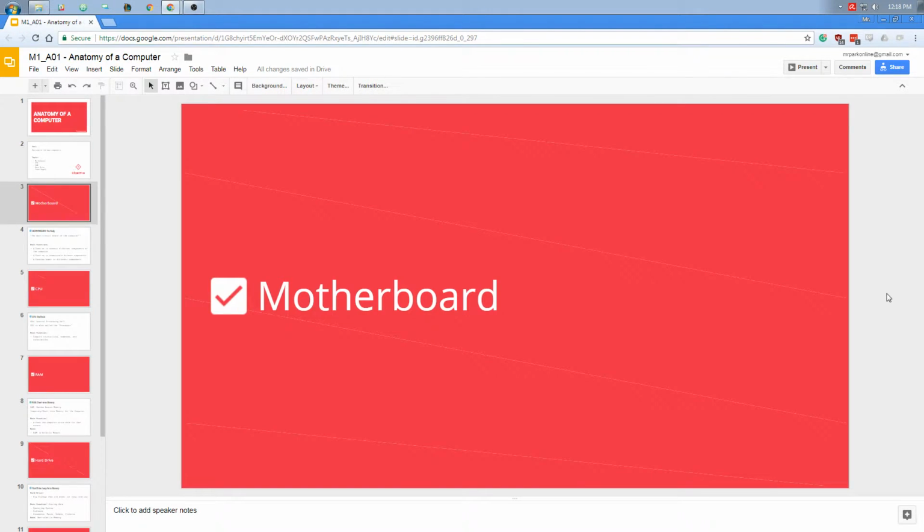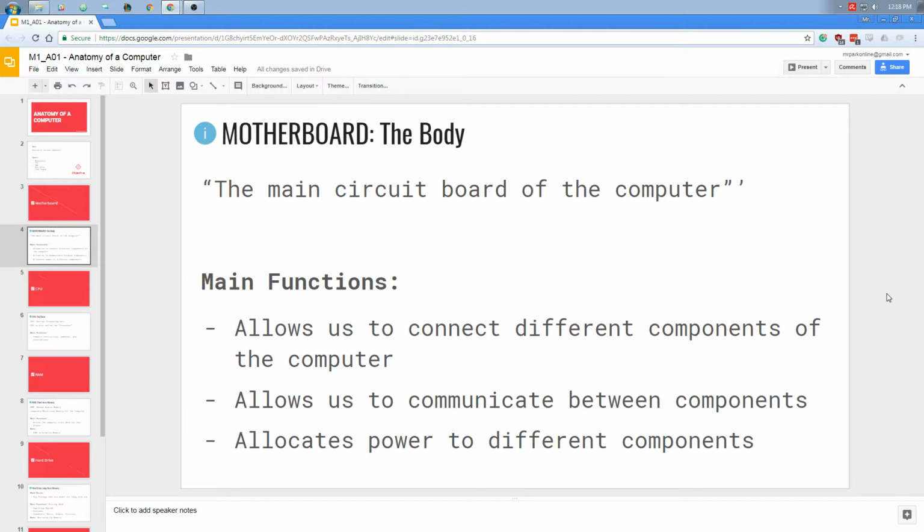So let's start off with the motherboard. You can consider it as the body of a computer. It is defined as the main circuit board of a computer, and there are three main functions that the motherboard does. First, it allows us to connect different components of the computer, and we'll be talking within this module about the main and the extra components you can add to a computer.